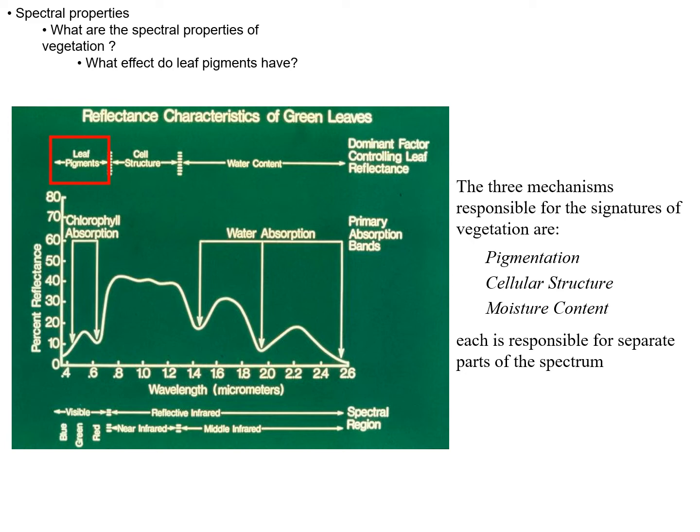So 3 mechanisms are responsible for the signatures of vegetation: pigmentation, cellular structure, and moisture content. And each is responsible for separate parts of the spectrum. So leaf pigments show up in the visible. Cellular structure affects the near infrared, and water content affects the middle infrared.